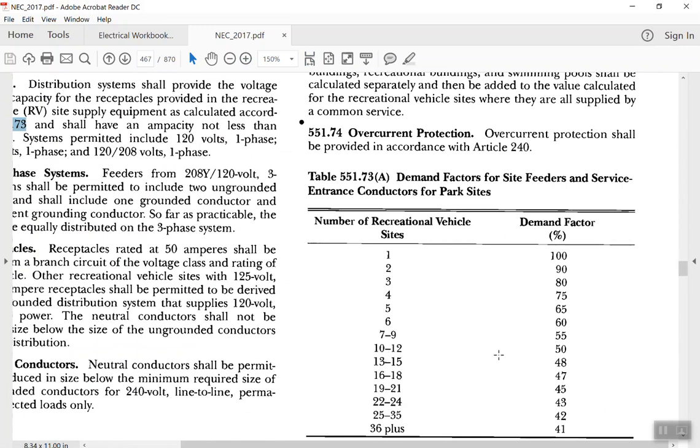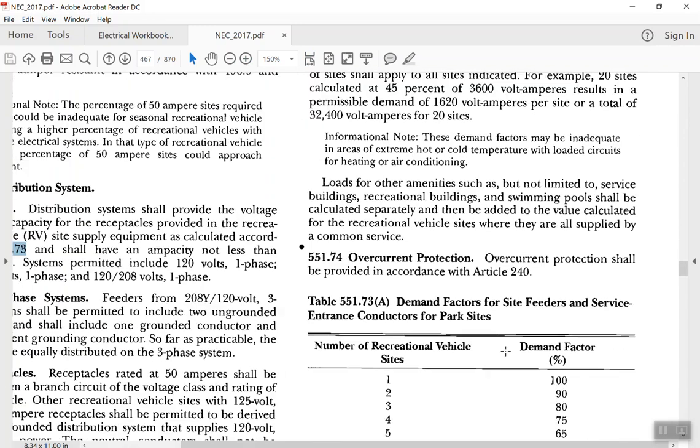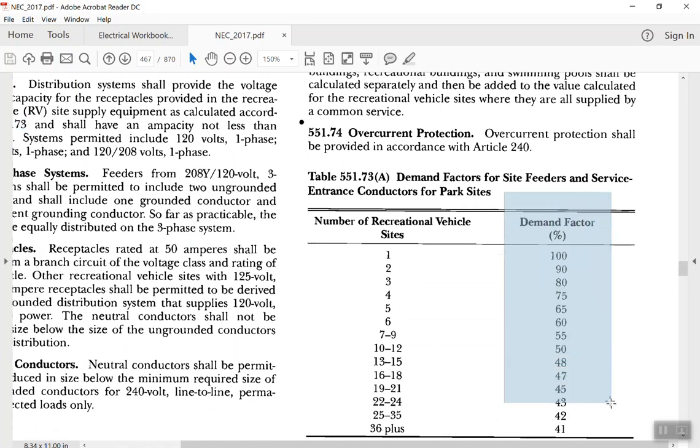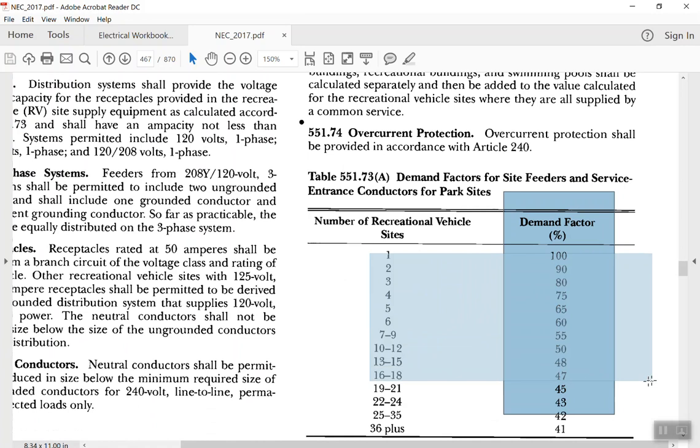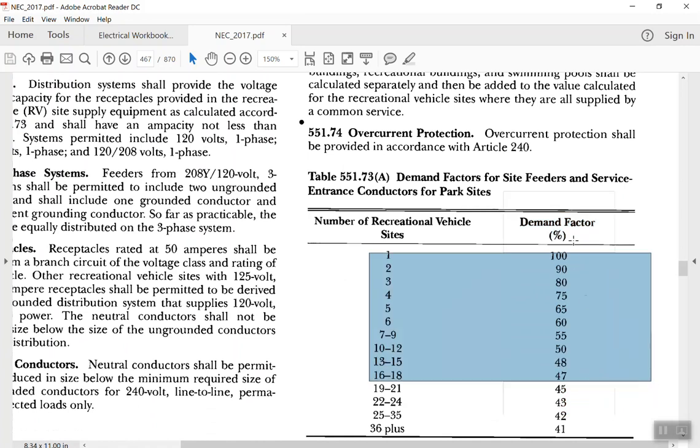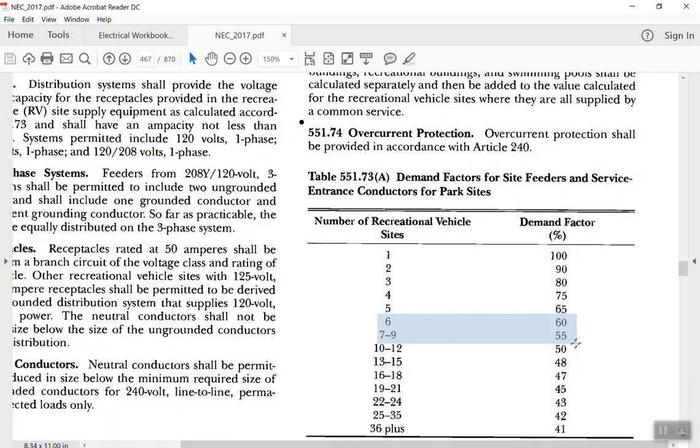for the service entrance conductors, and that gives us a percentage multiplier, right? We're in the section to do math for this lecture. That's what we need to work on here, the math. There's going to be a percentage multiplier depending on the number of sites, so we have to line up the number of sites with the demand factor for that number of sites, and then do some math.